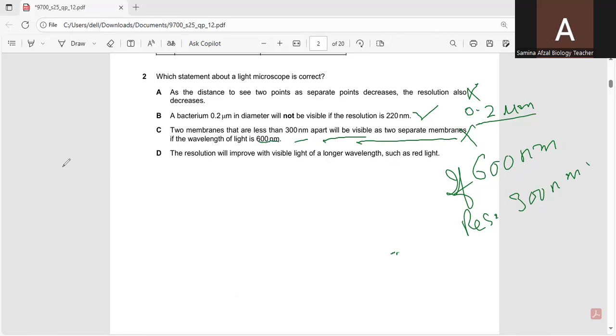Now the next statement is the resolution will improve with visible light of a longer wavelength, such as red light. Again, this is an incorrect statement, because the resolution improves as the wavelength decreases. Here it is a longer wavelength. If the wavelength is increasing, the resolution will decrease. So again, this is not a correct statement. Only B is the correct option.